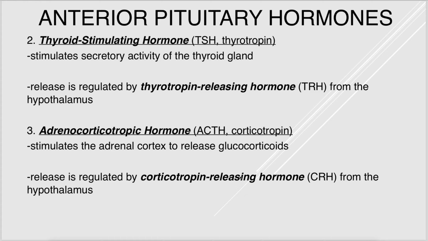So the next anterior pituitary hormone is TSH, thyroid stimulating hormone, and it's going to stimulate the thyroid gland. Now, its release is regulated by thyrotropin releasing hormone, TRH, from the hypothalamus. The next one is ACTH, adrenal corticotropic hormone, and this is going to stimulate the adrenal cortex to release glucocorticoids, specifically cortisol. And the regulation of ACTH is by corticotropin releasing hormone from the hypothalamus.